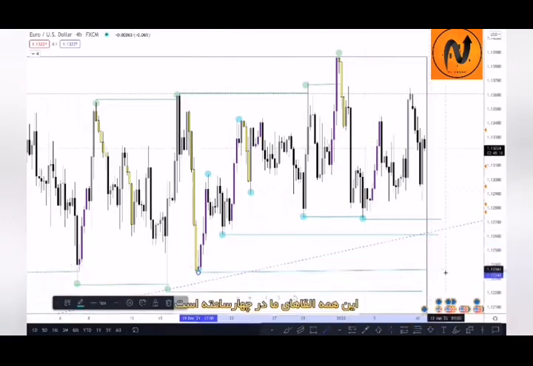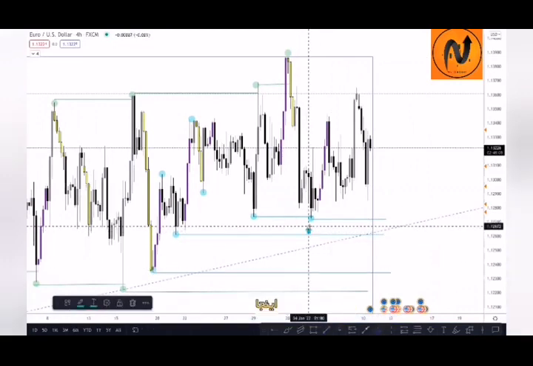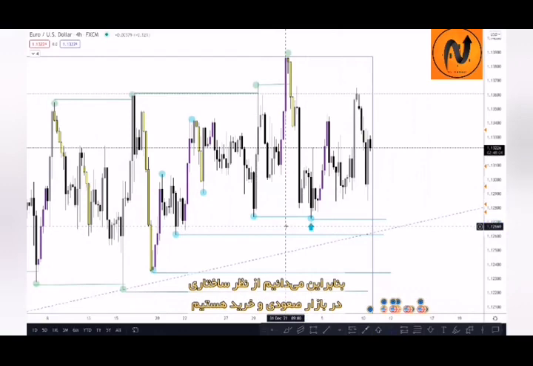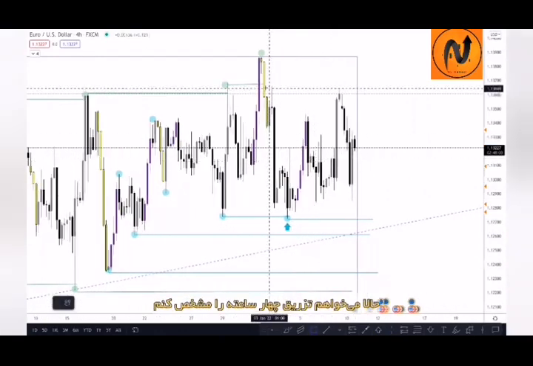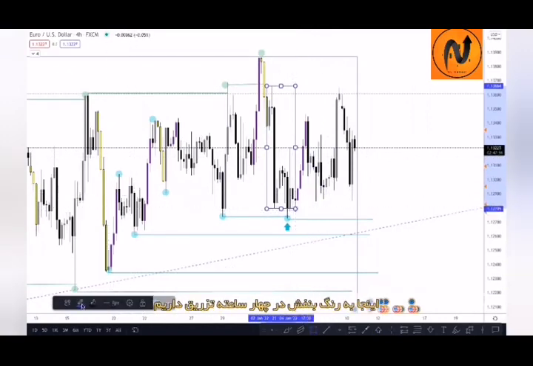Here are all our inducements from the 4 hour. What is the most recent structural sweep? We have this, so we know we are in a buyer's market from a structural standpoint. Now I want to put in my 4 hour injections and see what I have. I see that I have this injection on the 4 hour, and I make my 4 hour injections purple.